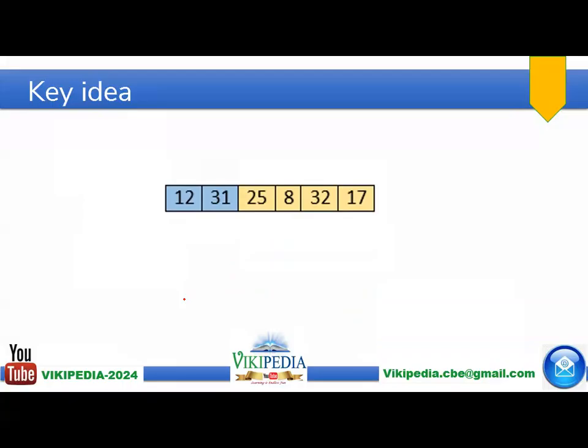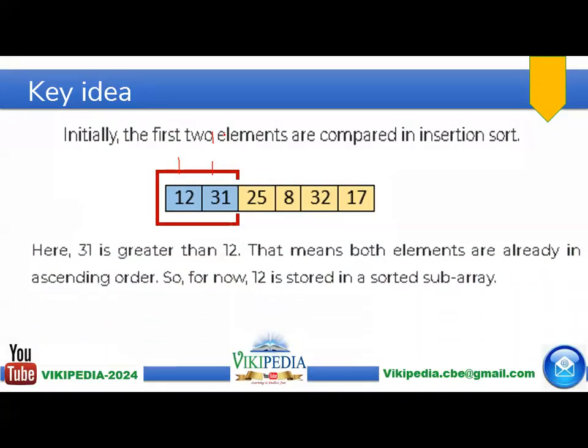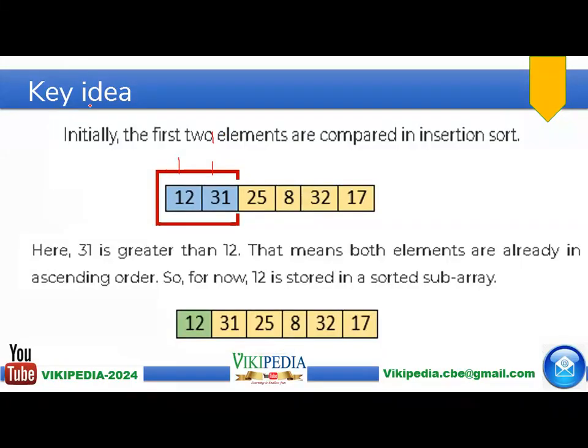Now, first you will take two elements: one sorted element and your key element. Initially, the first two elements compared are 12 and 31. So you check whether 31 is greater than 12 or 12 is greater than 31. Here 31 is greater than 12, which means both 12 and 31 are already in ascending order. So far 12 is in sorted order, so you can mark it as part of the sorted array.